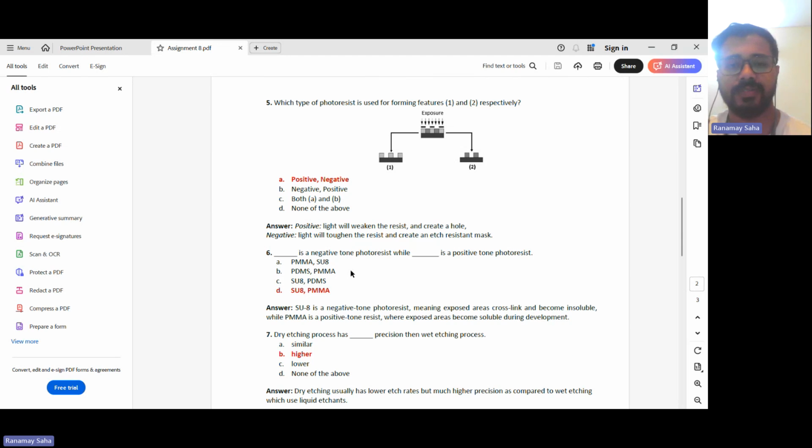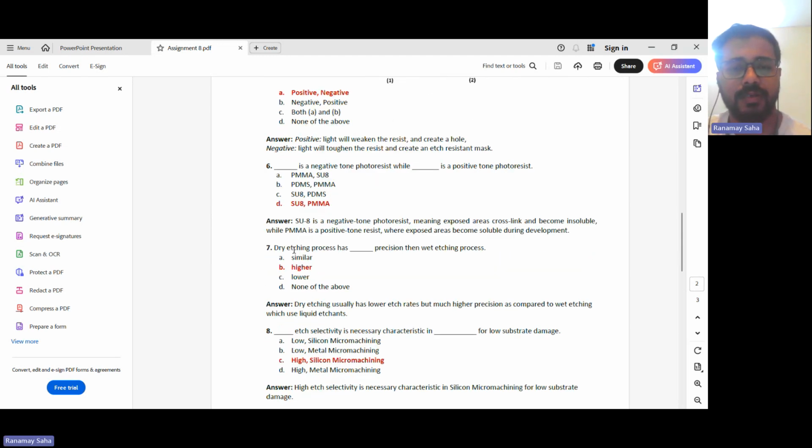So what happens is in positive, light will weaken the resist and create a hole. So the exposed parts get washed away once you develop, that is, with the developer solution. While in the negative case, light will toughen the resist and create an etch resistant mask in the exposed areas. Okay, so you are getting the negative of the pattern in the first case. So this is a negative photolithography process and the negative photoresist is being used in option 2. So if you look at the choices given, option A becomes the correct answer.